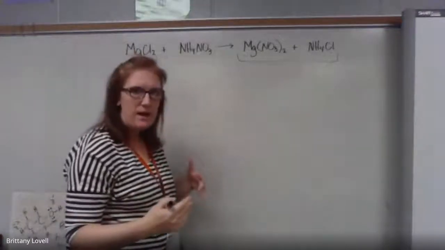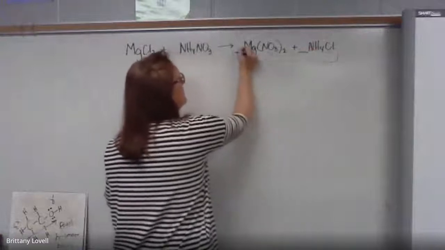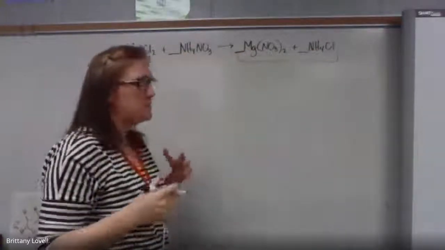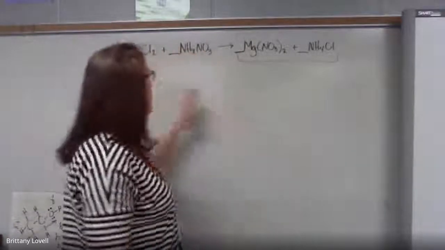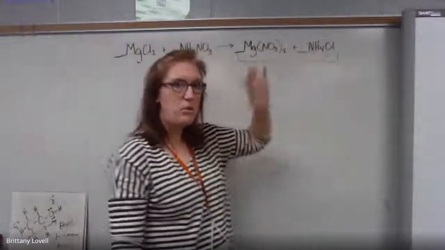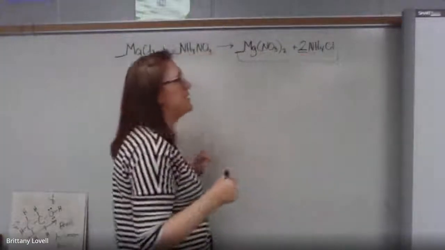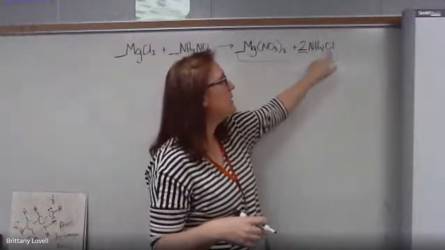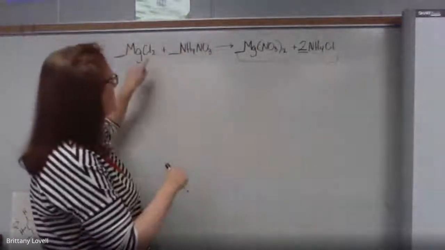The only way that you can balance any of these is by putting in coefficients. Coefficients are the whole numbers in front of a chemical formula that tell you how many groups of that thing that you need. So if I have 2 chlorine atoms over here, I need 2 chlorine atoms on this side, but the only way I can do that is by putting a 2 in front of the formula because that says I need 2 groups of this particular compound. So that would give me 2 chlorines. All right, so that's good. Magnesium is done, chlorine is done.